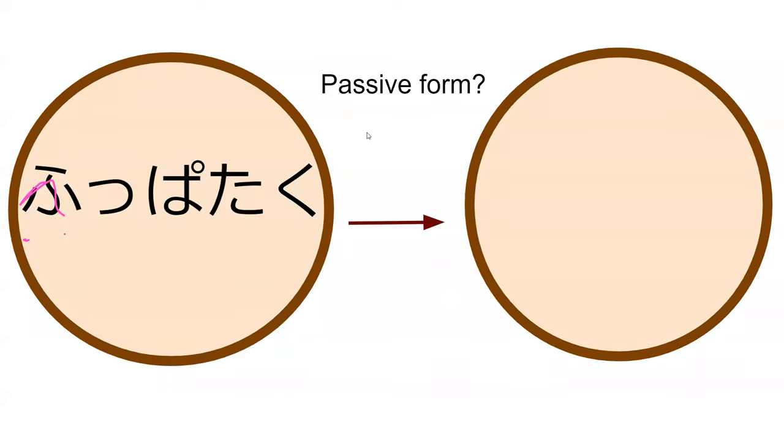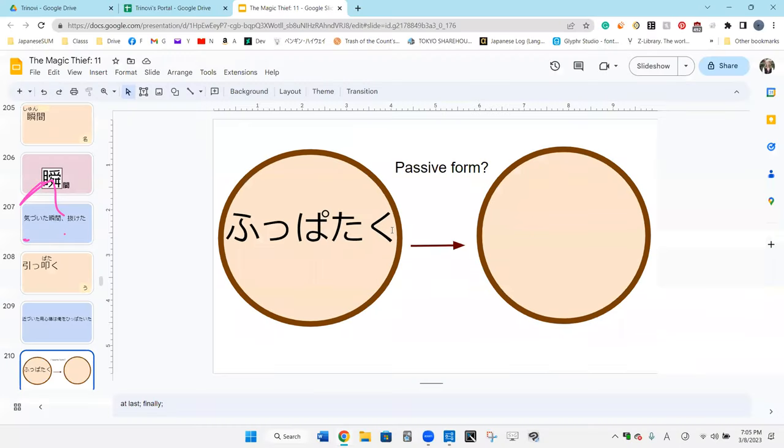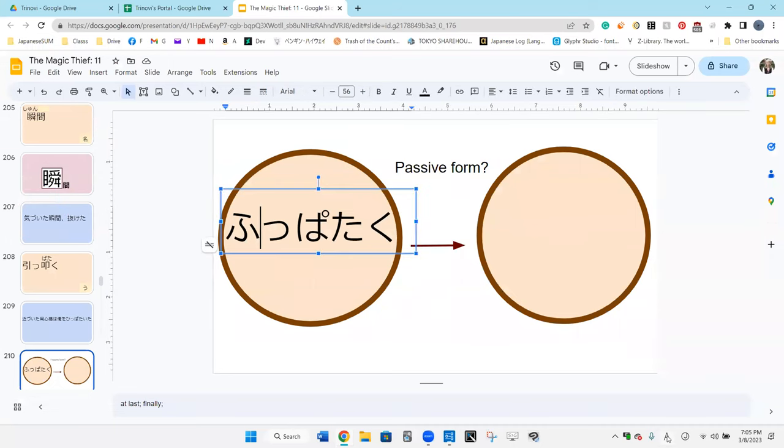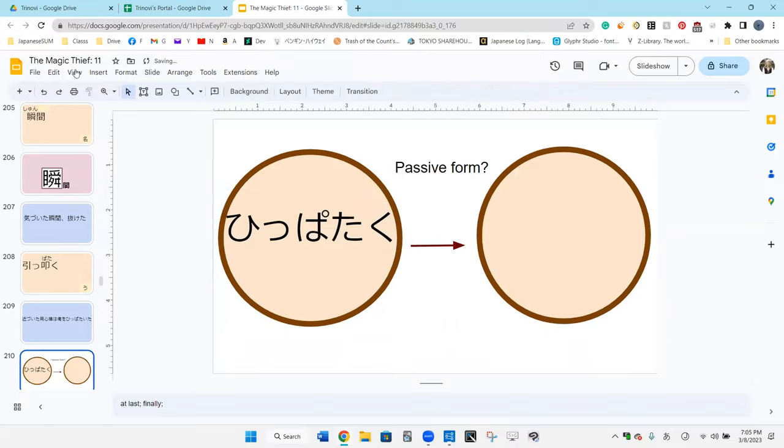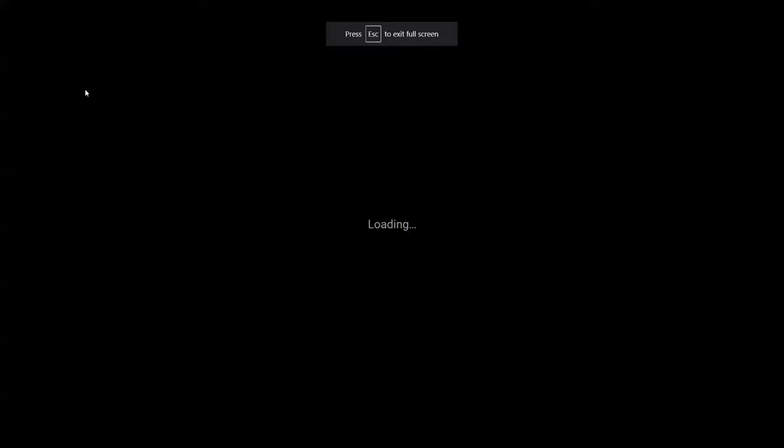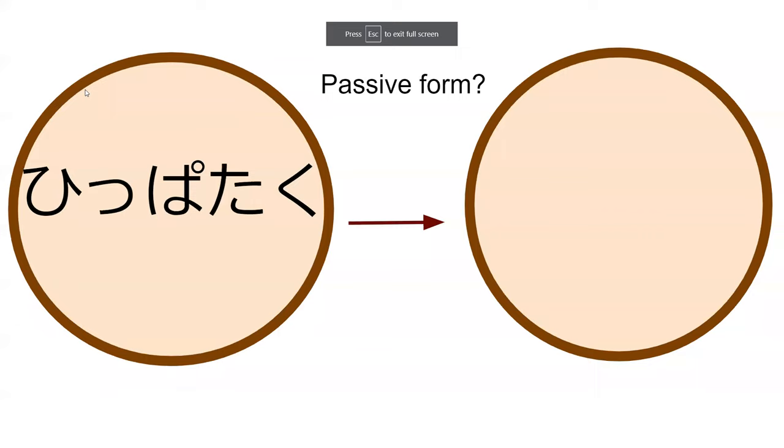So this was supposed to be hipataku versus the other form because of spelling errors. But what is the past form of hipataku? Do you have any idea? Hopefully I didn't glitch anything weirdly. The passive form of hipataku would be... hipataku is an u verb. So hipatakareru. Yep, perfect.